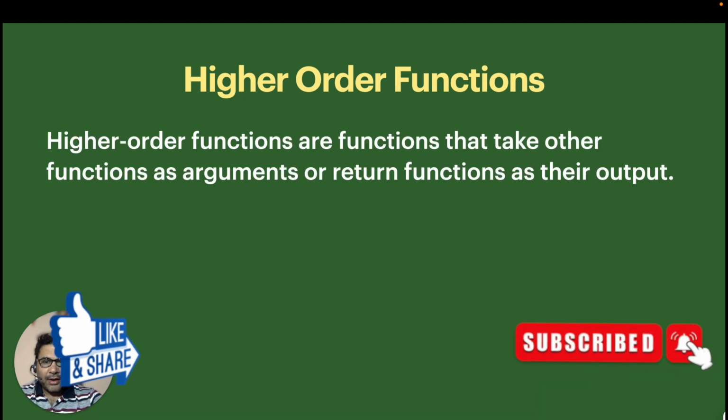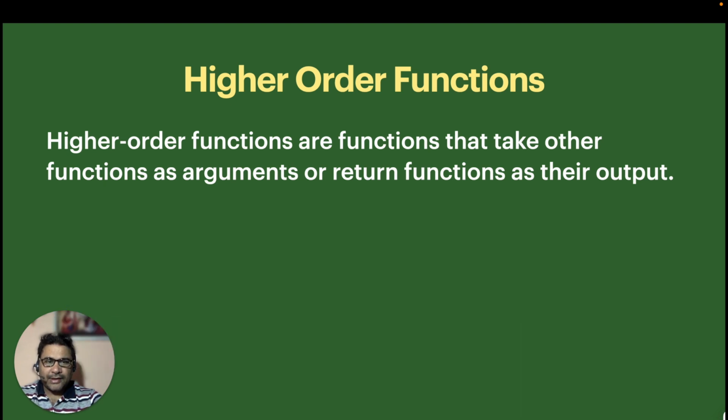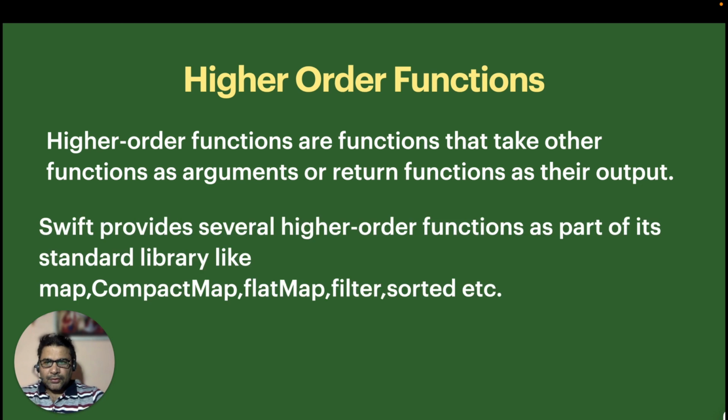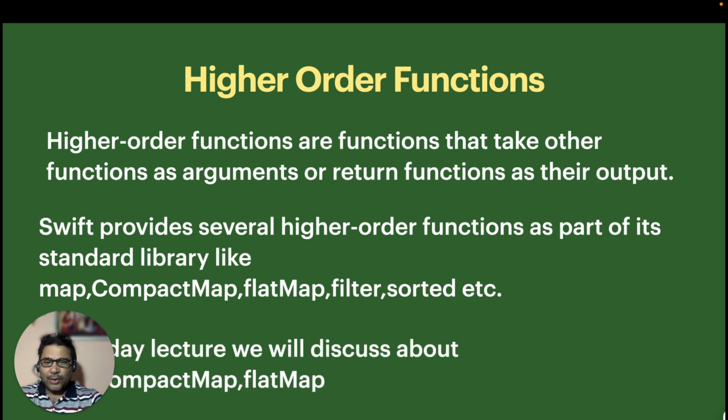So higher order functions are functions that take other functions as arguments or return a function as their output. Swift provides several higher order functions as part of its standard library, like map, compactMap, flatMap, filter, sorted, and so on. But in today's lecture we will discuss map, compactMap and flatMap.